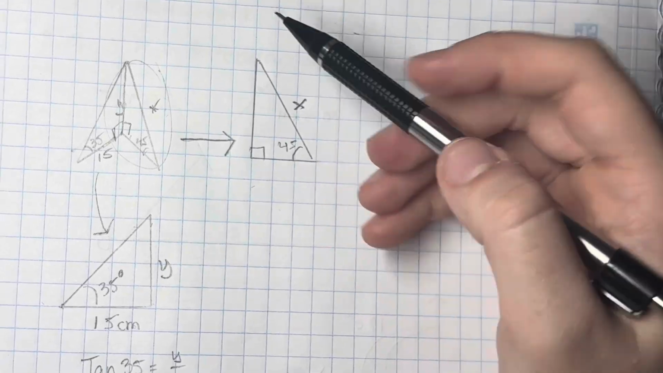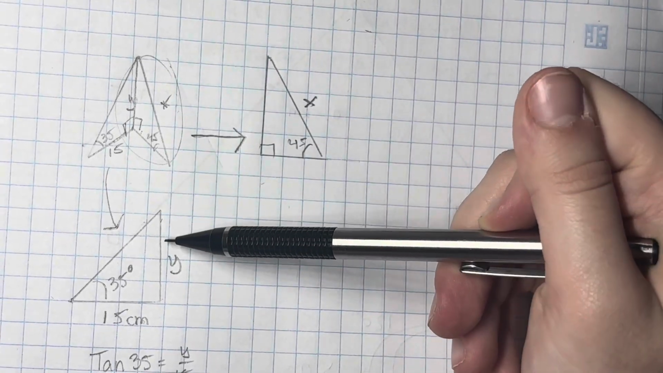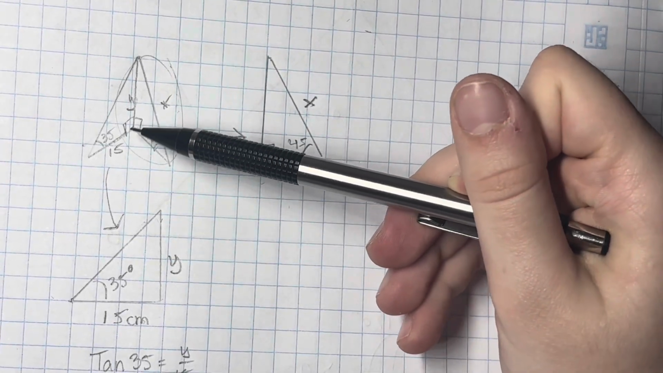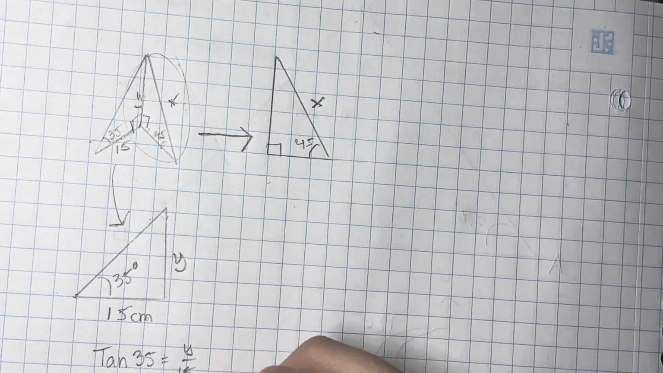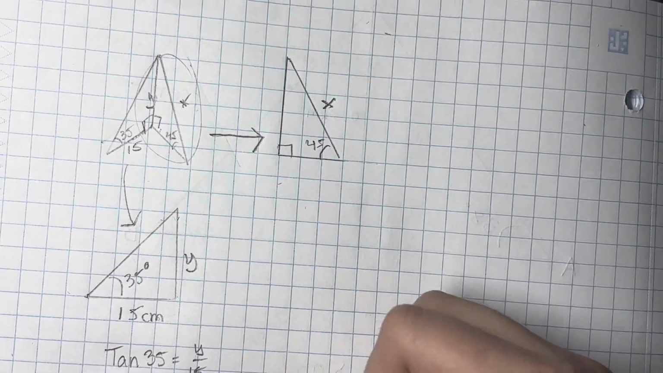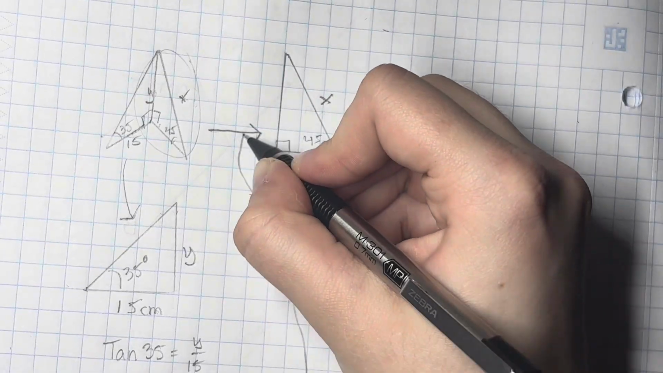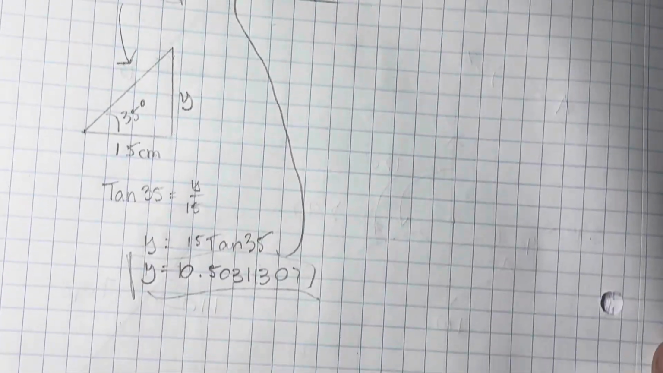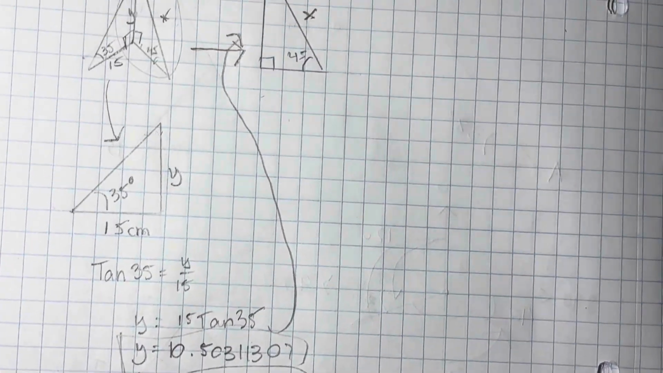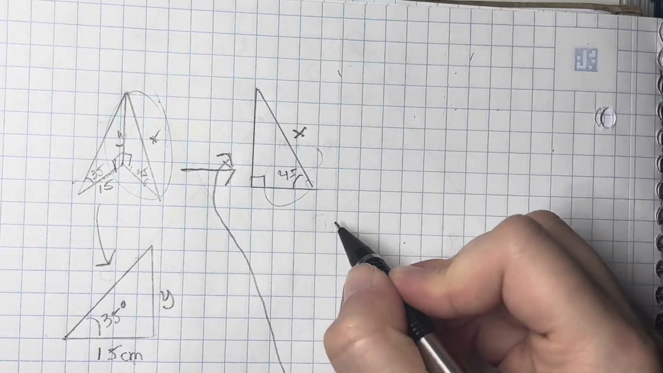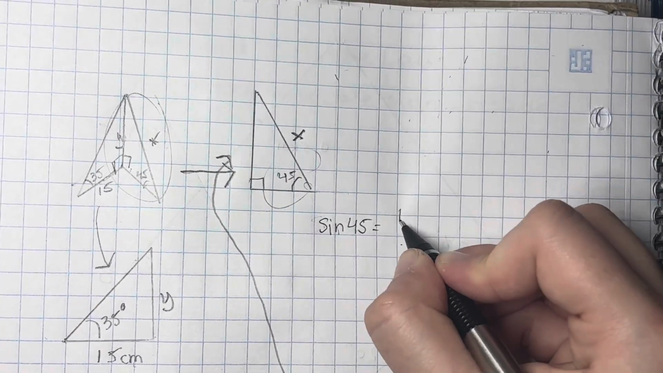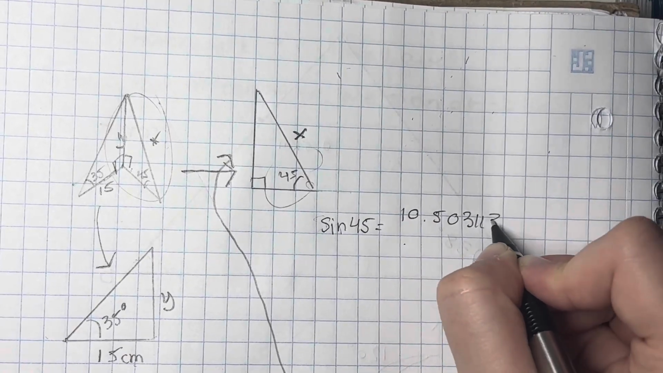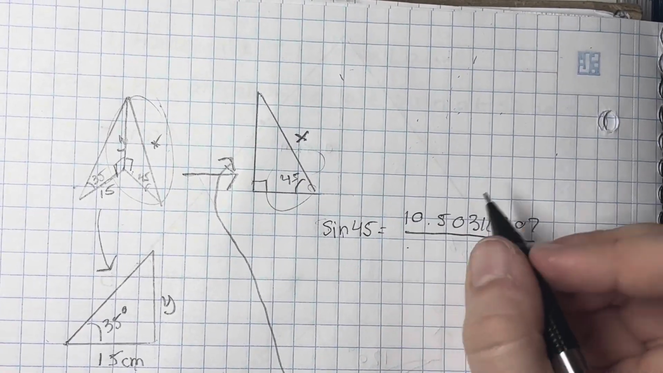And because we found this Y over here, that's the same Y. So we already know that this goes here. This goes there. Sine of 45 is equal to opposite, which is 10.50311307, over the hypotenuse, which is X.